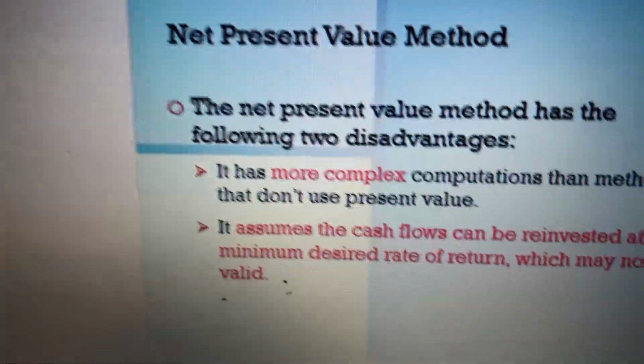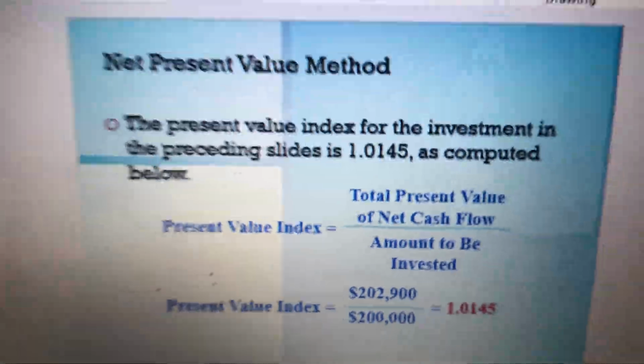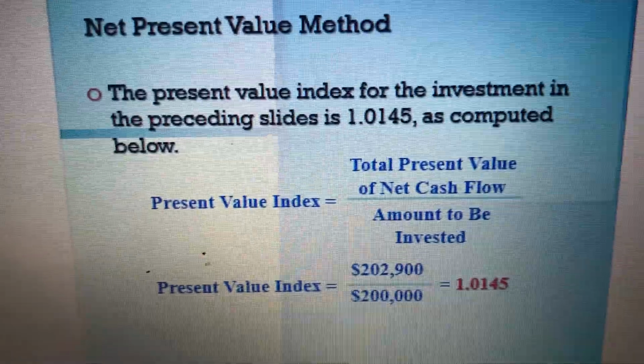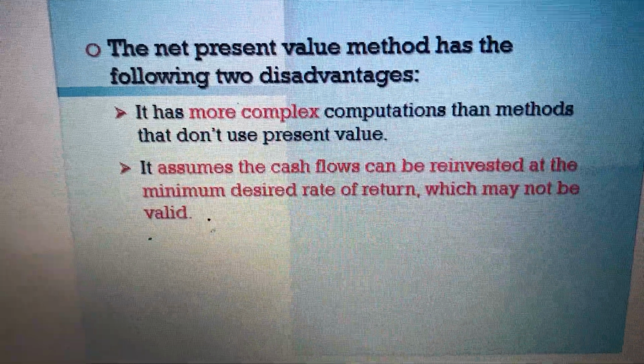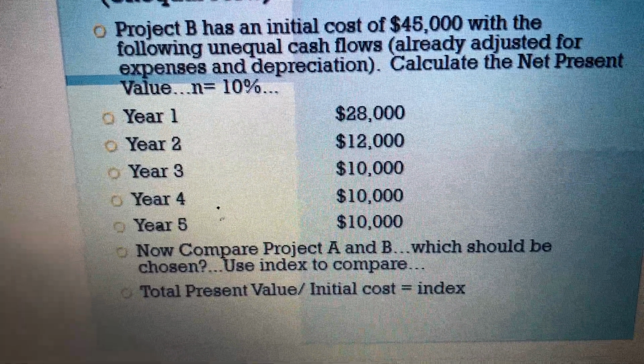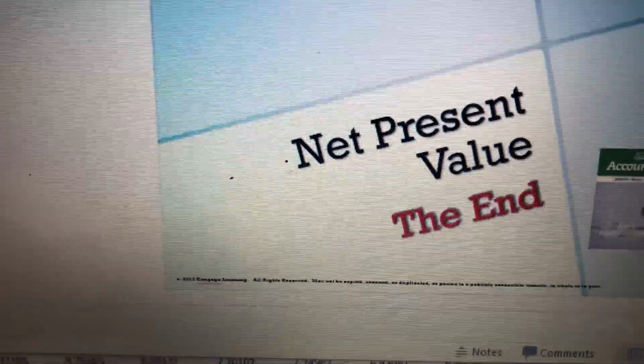Go back and do your index. Where is it? This formula, and that's on slide 23, and then rank them, which one's the most desirable and which one's the least desirable. Okay, and those will be on your test.